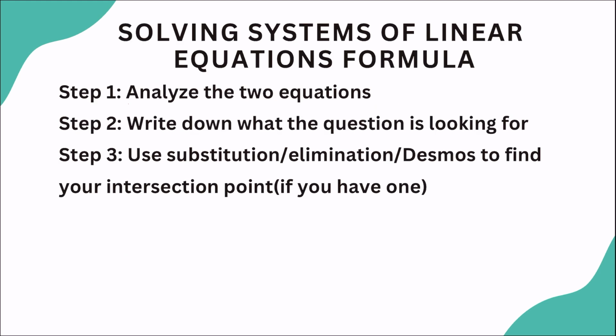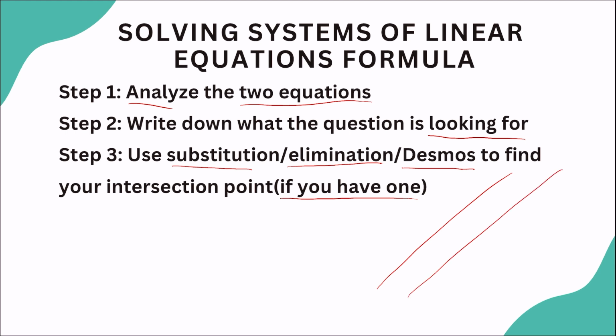So here's the formula we're going to follow for solving system of linear equations questions on the SAT. We're going to analyze our two equations. We're going to write down what the question is looking for, and then we're going to use substitution or elimination or Desmos to find your intersection point if you have one. So intersection point is the same thing as a solution. And the reason I say if you have one is because sometimes it'll test parallel lines, which are lines that look like that and will never intersect, so you'll never have a solution.